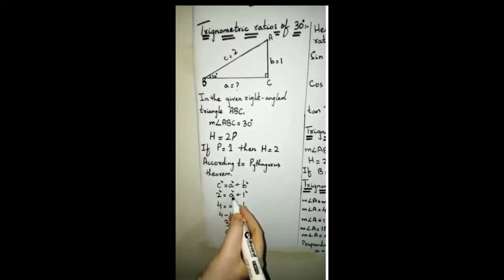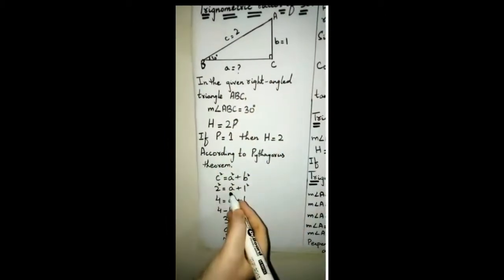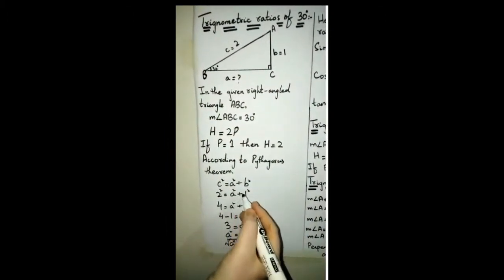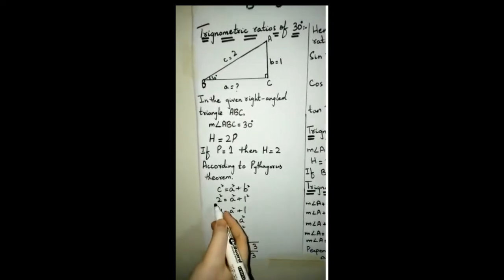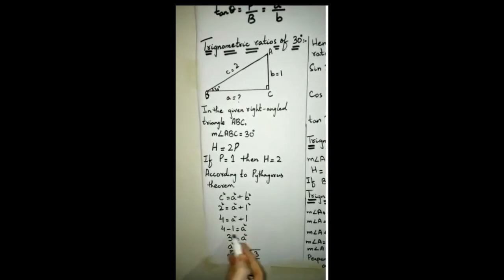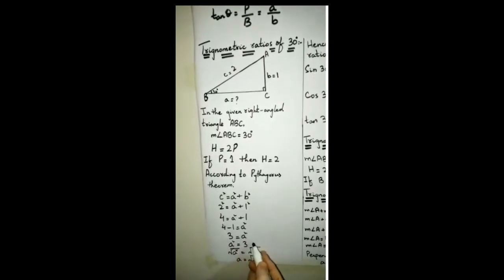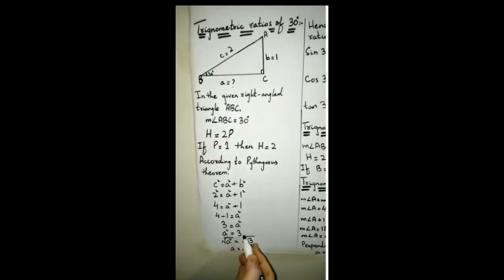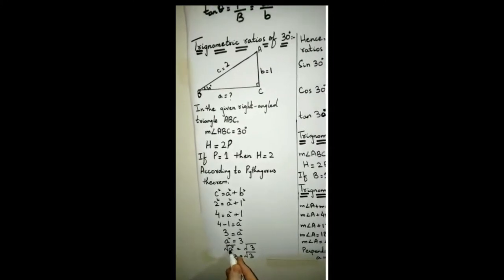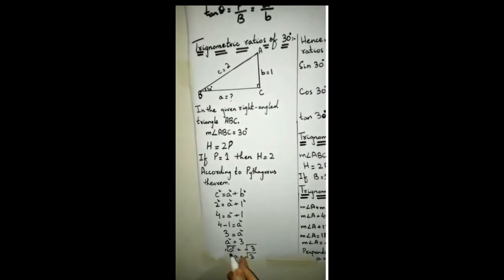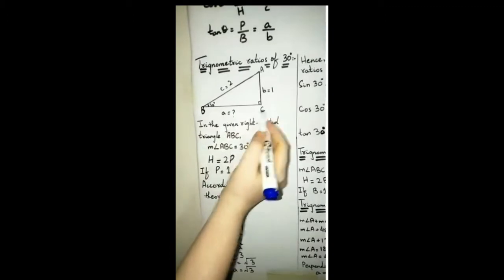Square of 2 is equal to, I don't know the value of A, that's why A square remains as it is, plus 1 square. Square of 2 is 4, equal to A square plus 1. 4 minus 1 is equal to A square. 4 minus 1 equals 3, which is equal to A square. A square is equal to 3. Now we will take square root. Square root will cancel the square. A is equal to square root of 3. This is the length of line segment BC. Small a is equal to square root of 3.